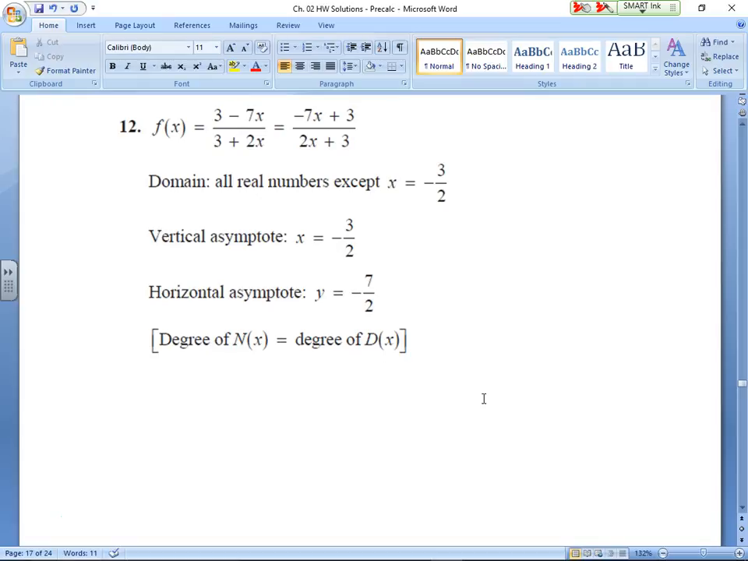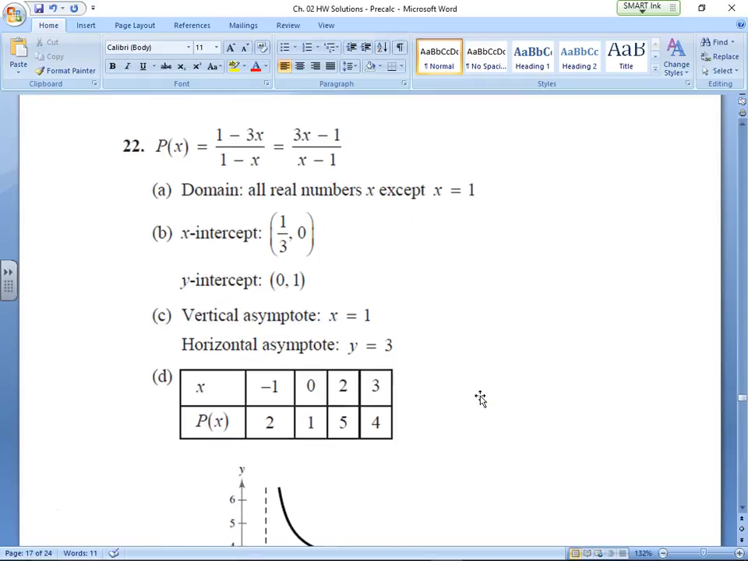Horizontal asymptote. Remind me, how do we solve for it? We compare the coefficients of the highest degree terms, as long as the degrees are equal. They're tied. Good. Since there is a tie, we take the ratio of the coefficients. Remember, vertical asymptote: x equals. Horizontal asymptote: y equals. Number next one, 22.